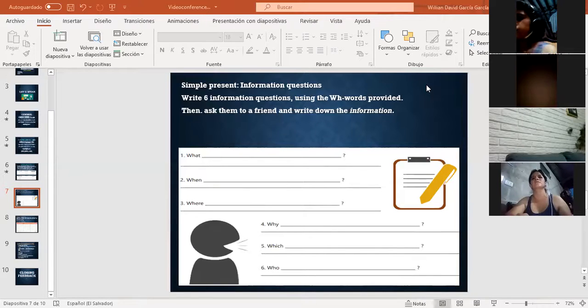Richard. Yes. ¿Qué significa which? Which significa cuál. Para comparar dos cosas. Which es cuál para comparar dos cosas. Okay, thank you. All right.